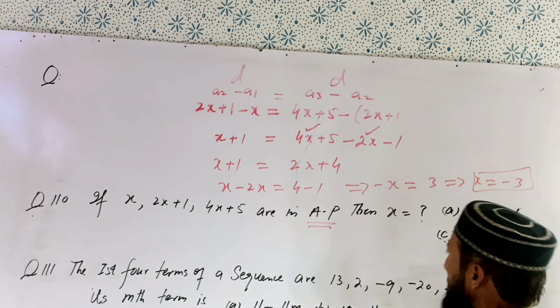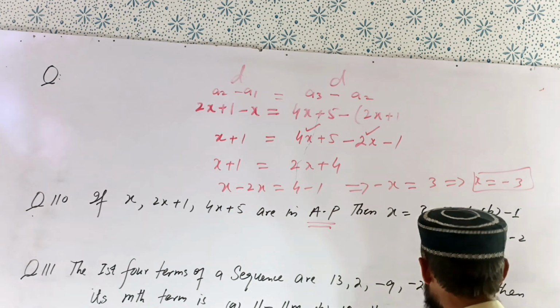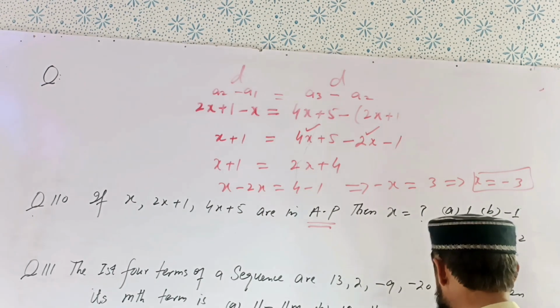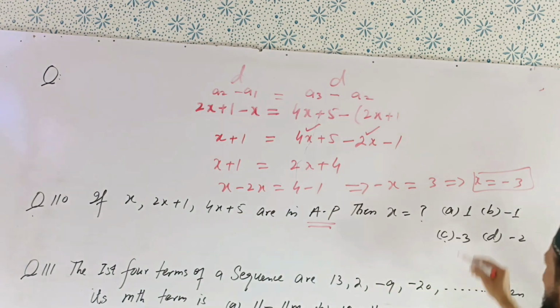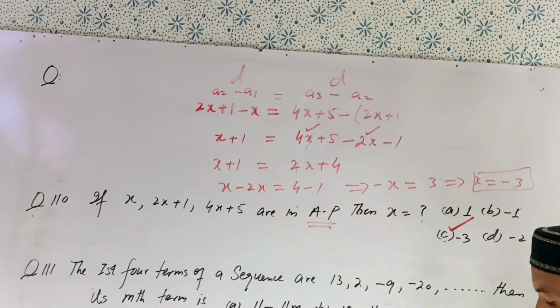Minus 3 is the correct option here. We put here minus 3. C is the correct option.